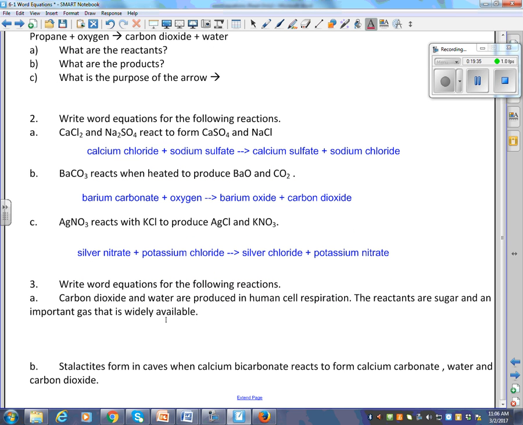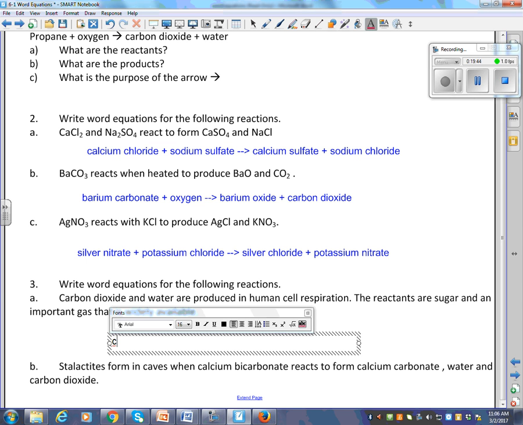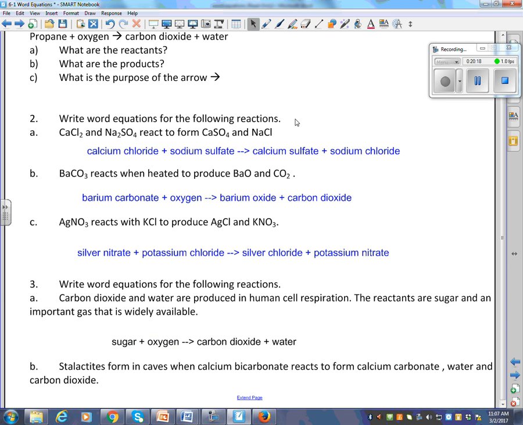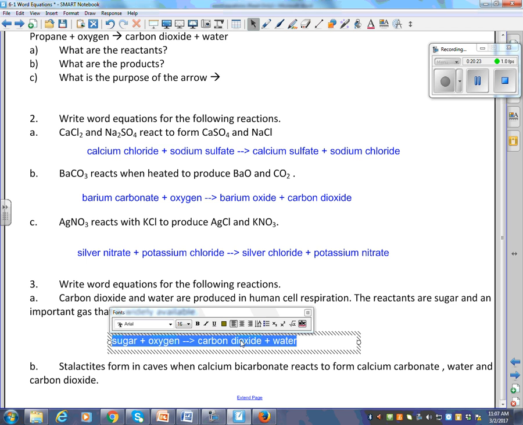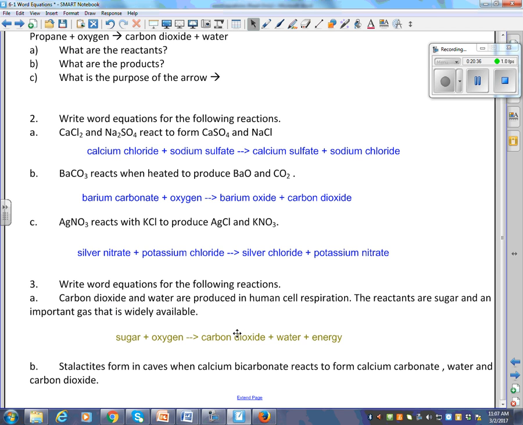Okay, so word equations for these here. Carbon dioxide and water are produced in human cell respiration. The reactants are sugar and an important gas that is widely available. And I helped a few people with this one. So carbon dioxide, you can just write carbon dioxide. You don't have to write it in formula form. Plus water, H2O, gives you, oh, hang on, those are the products, right? So those ones actually appear where? On the right-hand side, right? Those ones are over here. And the reactants are sugar plus an important gas, oxygen. So that's what's called cellular respiration. That's how your body converts sugar in your cells along with oxygen, and it produces carbon dioxide and water, and it produces one more thing, energy, which is not really a chemical, it's just what helps make you move. Right? That's how you get energy from your food.